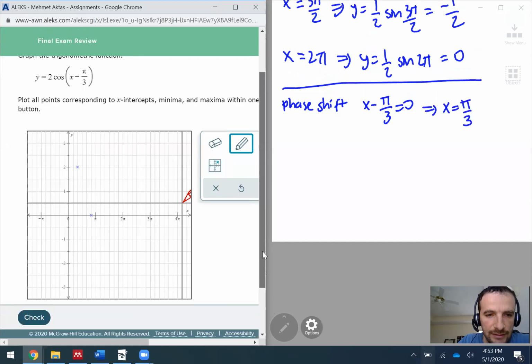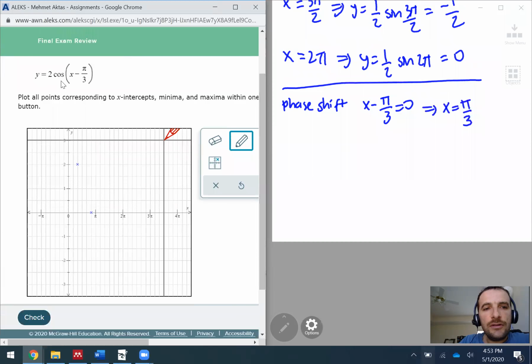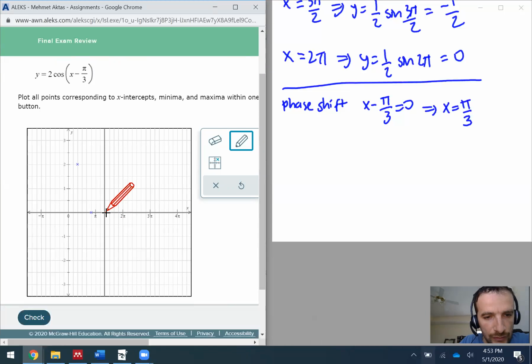Our next critical point was cosine pi. Cosine pi is -1, but we're going to shift it pi over 3 units to the right. So pi plus pi over 3 is 4 pi over 3. So 4 pi over 3 is here. And cosine pi is -1, but we're going to stretch it by 2 units, so it will be -2.